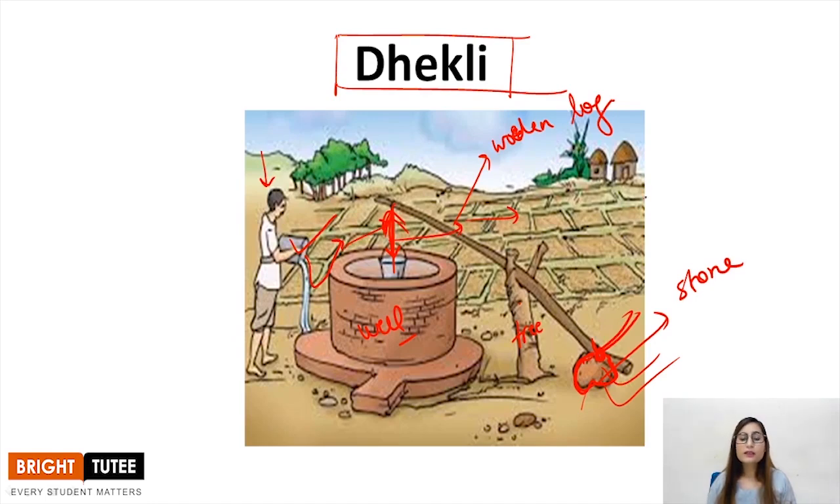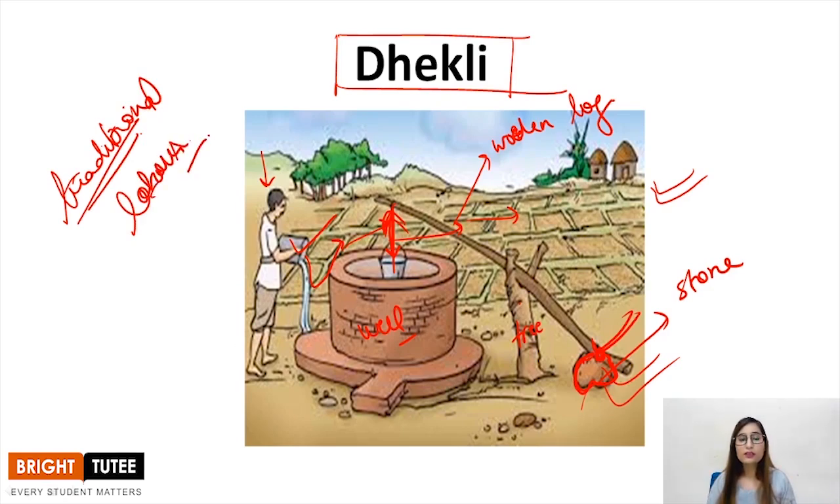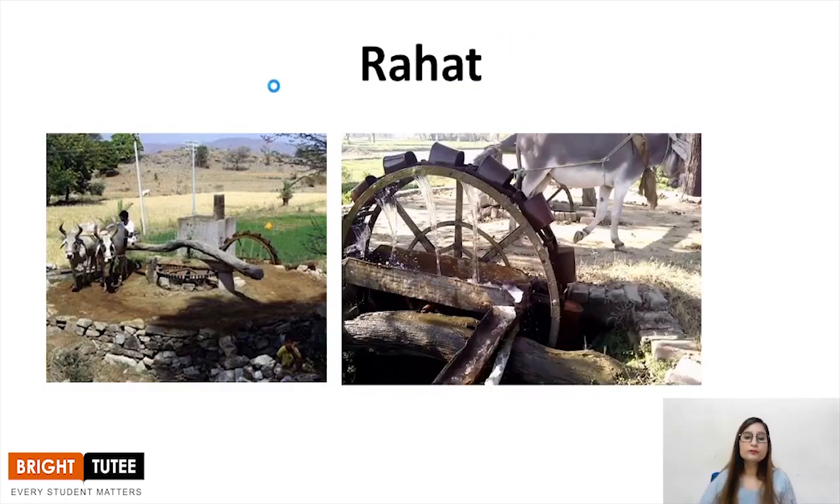So this is a simple system of irrigation, and it is a traditional system because it does not require much science. It is very simple and it requires much more labor, right? It is much more difficult to work this way. Then comes rahat. Let us see what rahat is, or rehet. Some people call it rehet as well. Let us see.